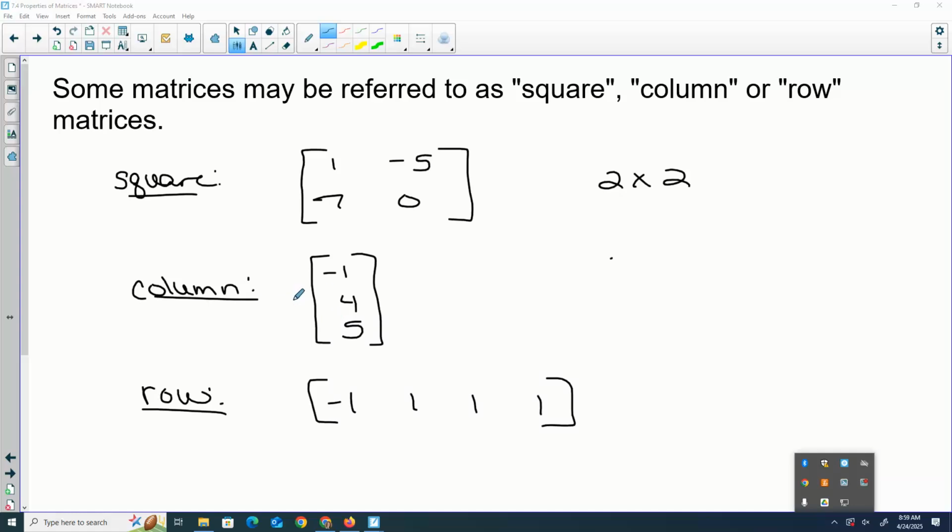If I ask for the size of this column matrix, remember it's rows by columns. How many rows does it have? The rows are the horizontal, so it's 3 rows, but only 1 column. And this one, it's only 1 row, but how many columns does it have? 4, so that's a 1 by 4 matrix. So on the size, you always list the rows, how many horizontal, by the columns, how many vertical. Are there any questions about the size of the matrix, how I'm getting that?